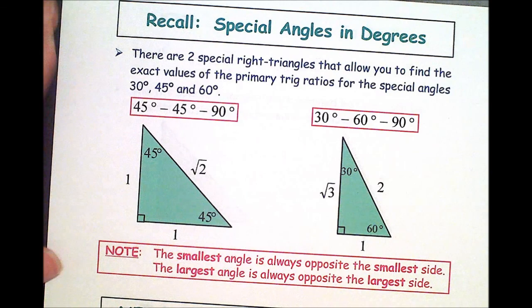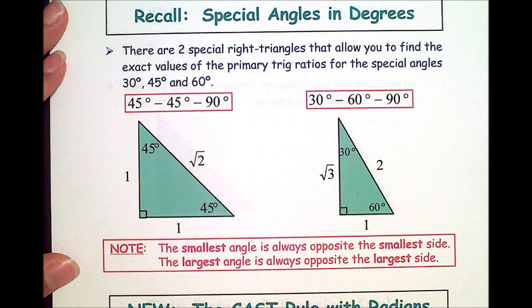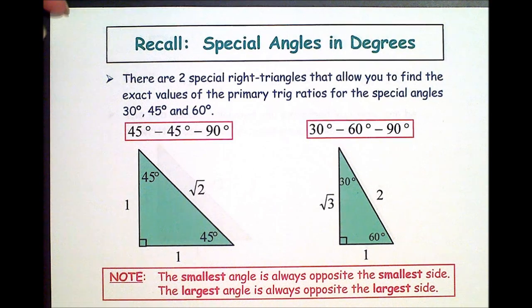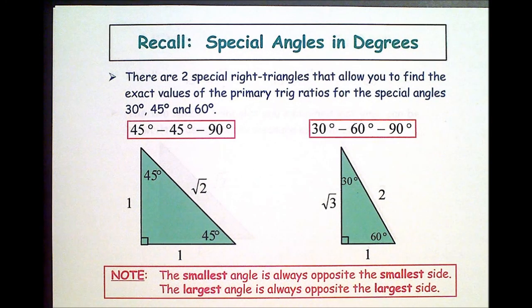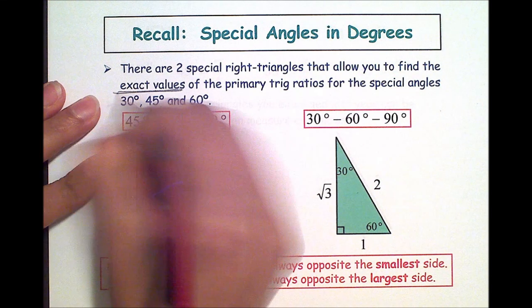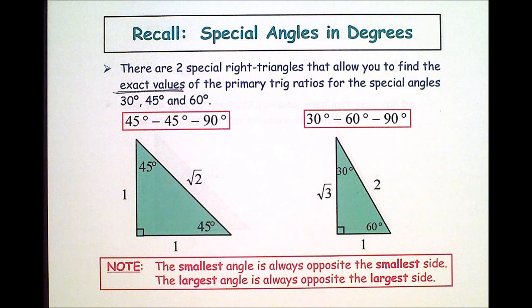Okay, so some more things for you to remember are the special angles in degrees, and we're going to be looking at them in radians shortly. So last year when you looked at the special angles, we looked at two special right triangles, and they allowed us to find the exact values of primary trig ratios for the special angles 30, 45, and 60.